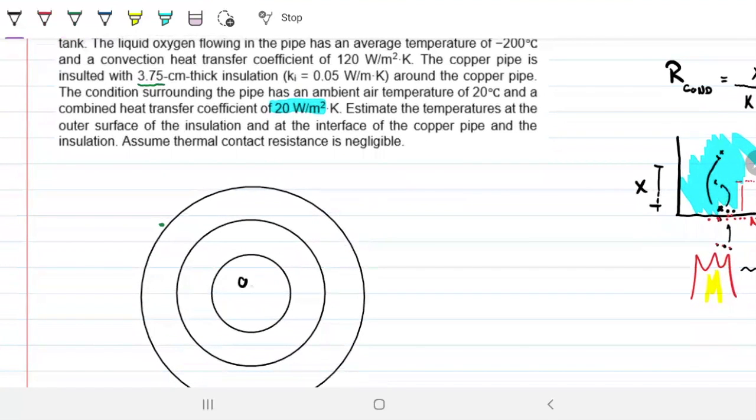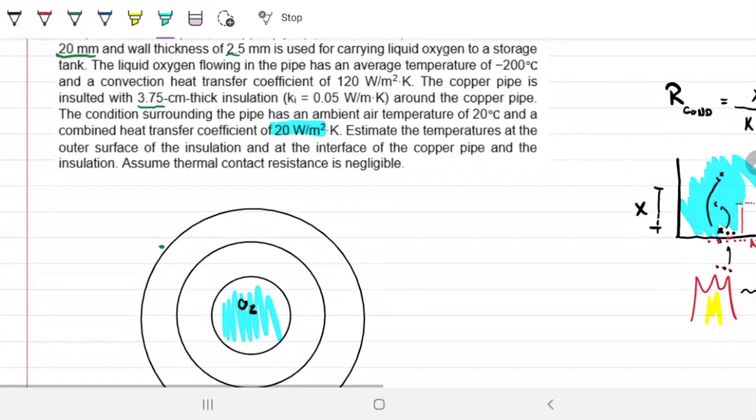We have O2 here at the center. Let's do a little color for it. We have O2, liquid oxygen, at -200, so -200 Celsius over here. And we have air on the outside, and that's at 20. So we have air on the outside at 20, like so.